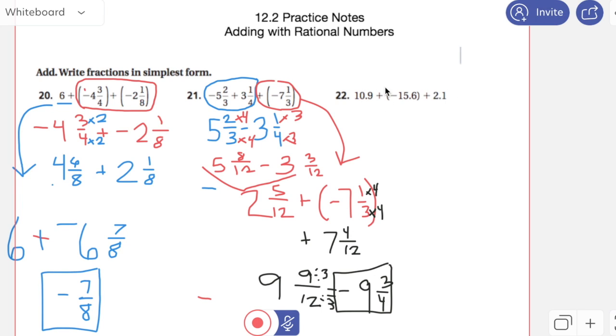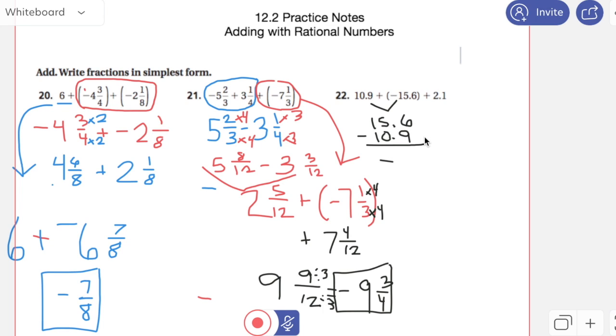Again, you can go in any order, so I'll just start. What is 10.9 plus a negative 15.6? So one thing I can do here, I'll take the sign. I know that this will produce a negative since a negative 15.6 has a greater absolute value. So once I worry about that, I can now subtract. 15.6, I want to find the difference, minus 10.9.